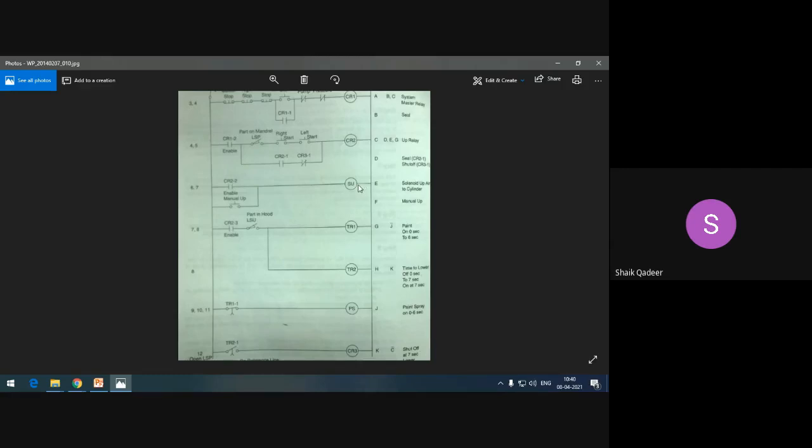That solenoid valve we are triggering when CR2 is high, right? Again the same CR2 is used in the next rung, and this CR2, in addition to a signal coming from LSU, are you able to see LSU? LSU means the upper sensor. Suppose your part comes up and sits, and this sensor gets pressed. When CR2 is high and LSU is high, that is, the part is available at the hood.